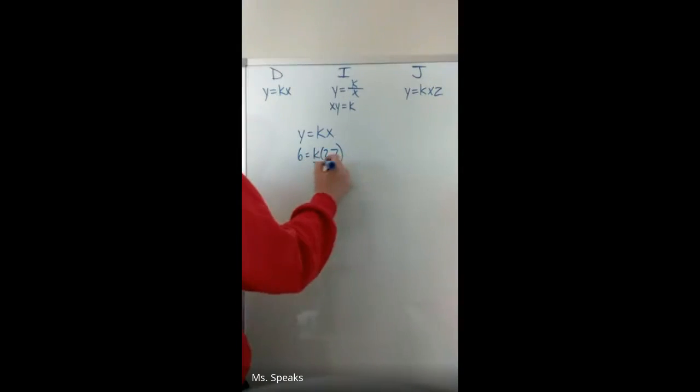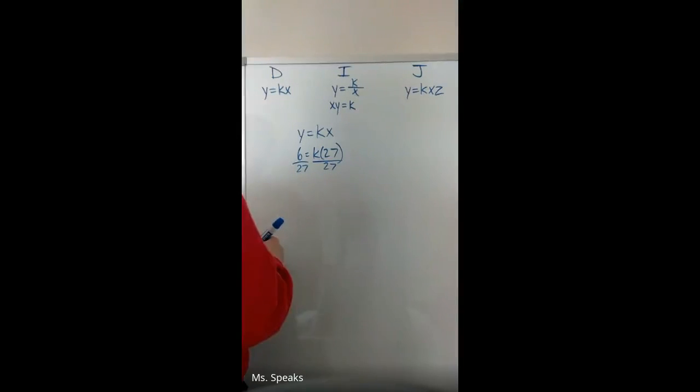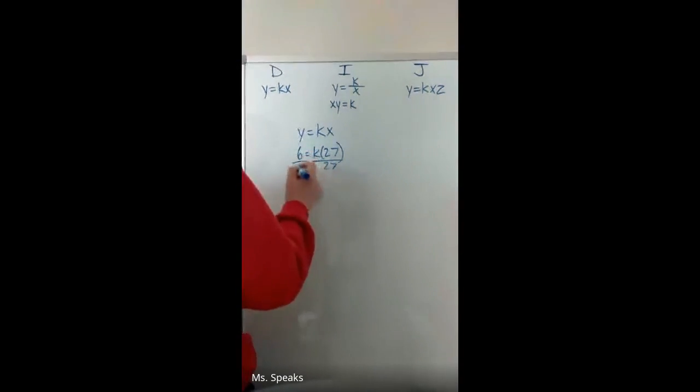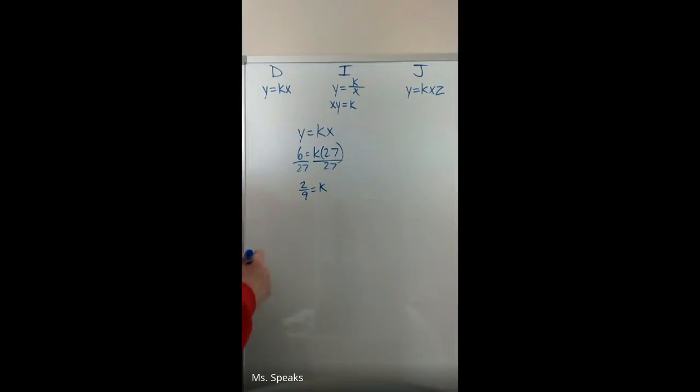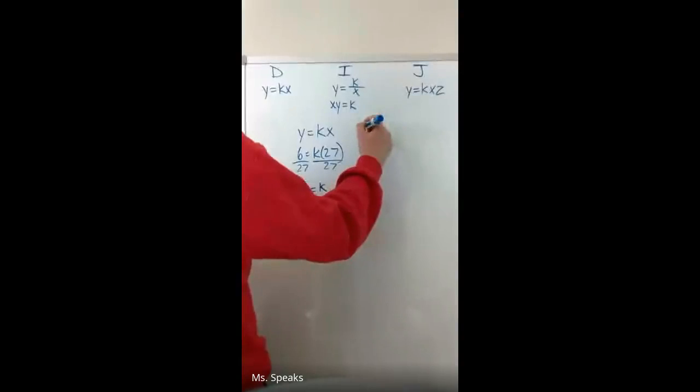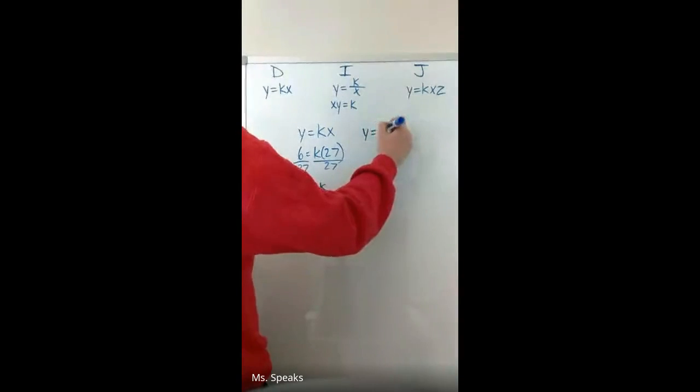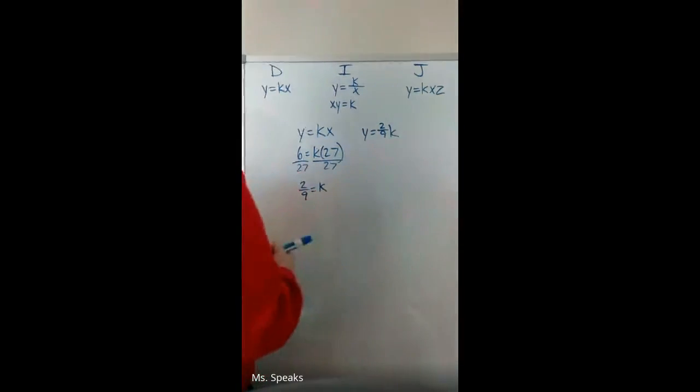I want to solve for k, so I'm going to divide by 27. We're going to leave this as a fraction, but they can both be divided by 3. So that would be 2 over 9. So k is 2 over 9. So that means my direct variation equation is y equals 2 over 9 x.